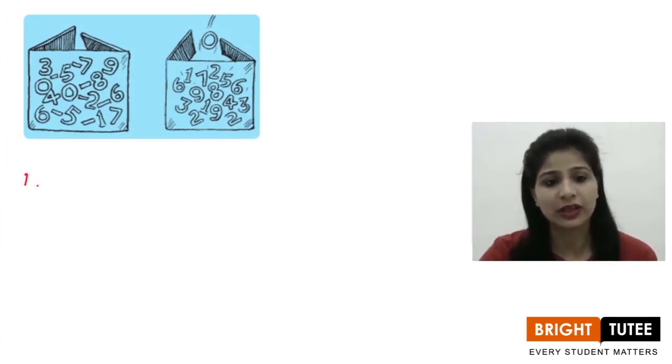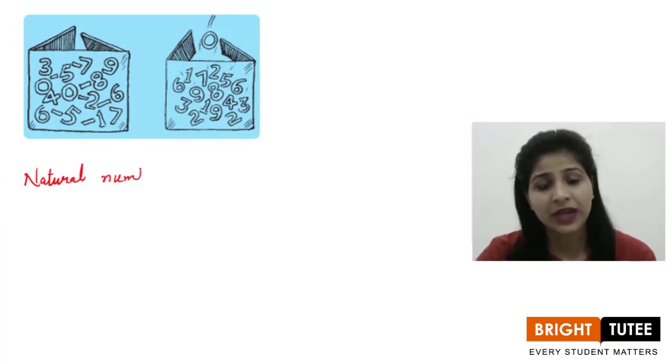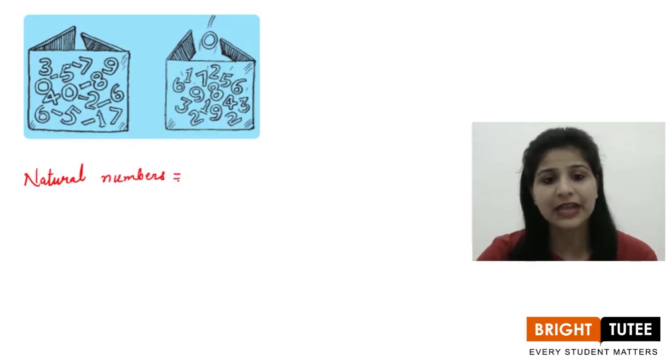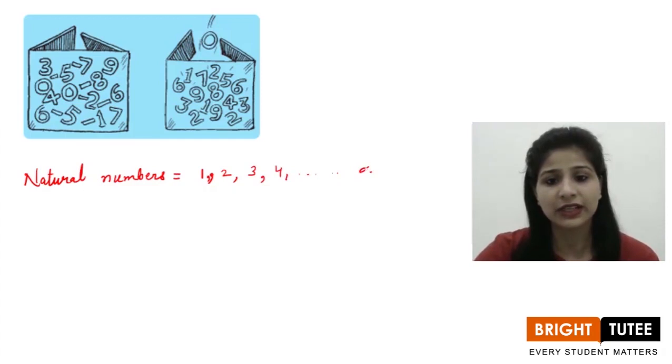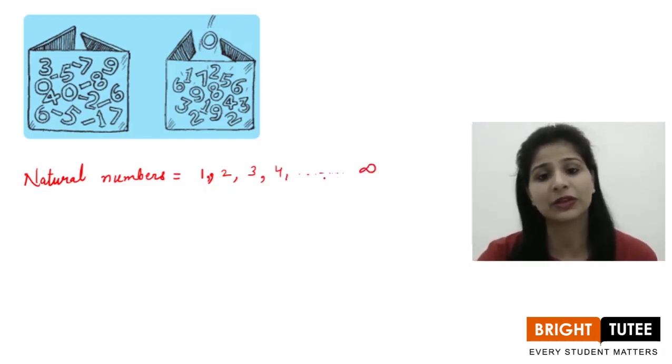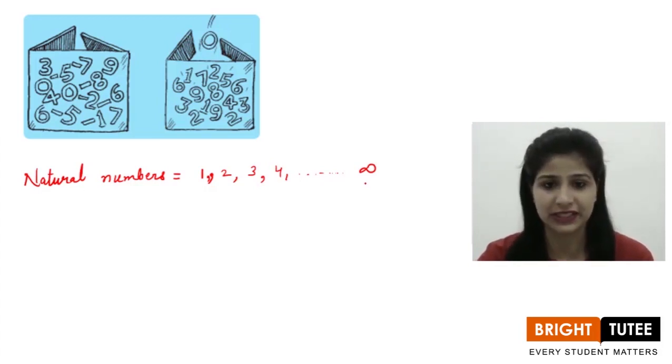What were natural numbers? Natural numbers are also called counting numbers. The counting numbers start from 1, then 2, then we have 3, 4 and so on. The last one, which is unpredictable, we do not know what that number will be, we name it infinity, and this is the symbol of infinity.